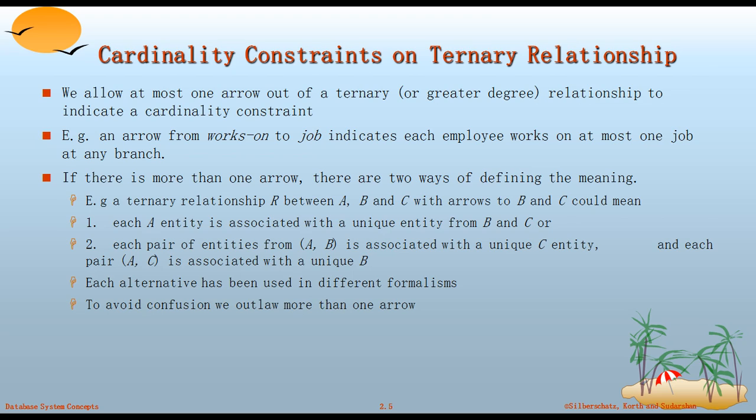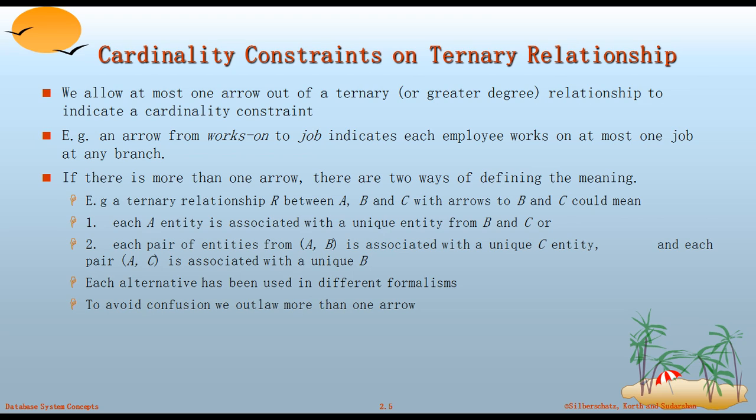Cardinality constraints on a ternary relationship. We allow at most one arrow out of a ternary or greater degree relationship to indicate a cardinality constraint. For example, an arrow from works on to job indicates each employee works on at most one job at any branch.